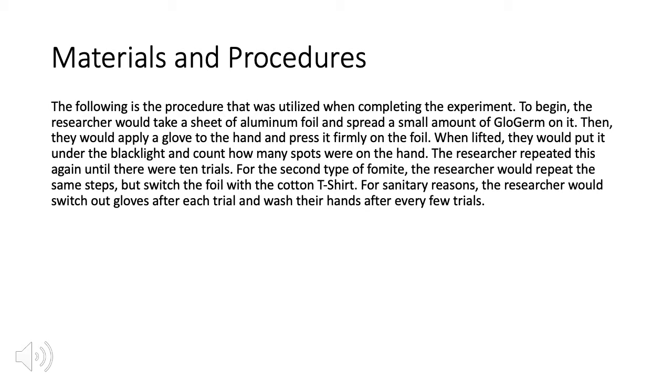For the second type of fomite, the researcher would basically complete the same procedures as before, but using a cotton t-shirt instead of the aluminum foil. For sanitary reasons during COVID-19 and always, the researcher should always switch out gloves after each trial and wash their hands after every few trials.